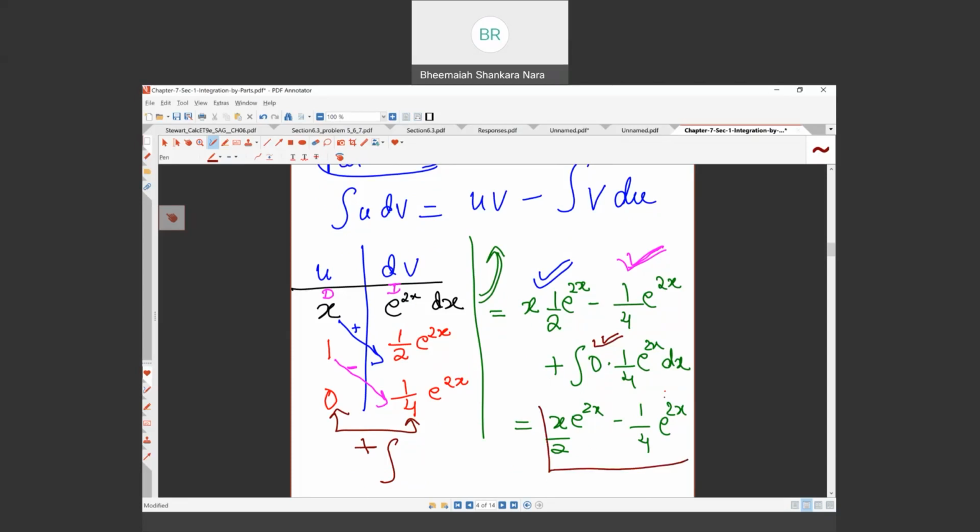So this is one way of doing the problem, where you identify the function u, dv, evaluate the differentials, integrate the function, and then plug in back to the formula and simplify.